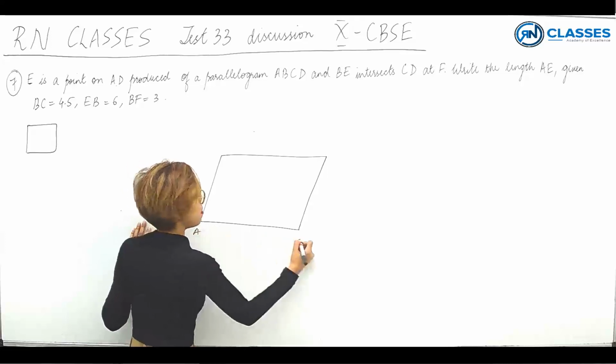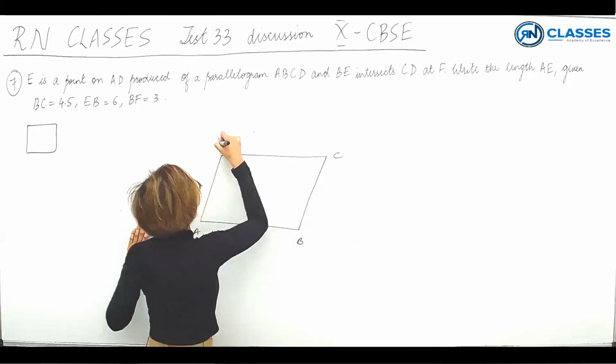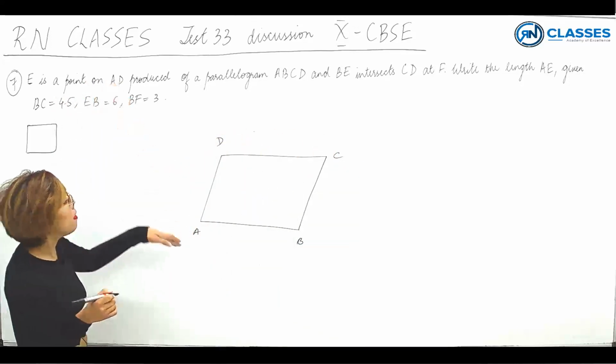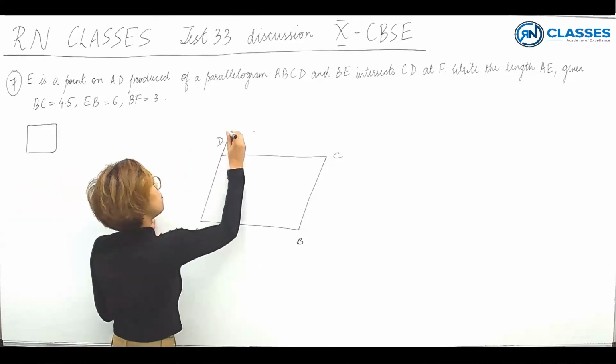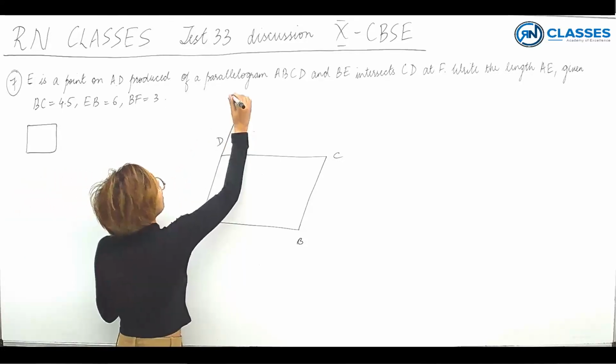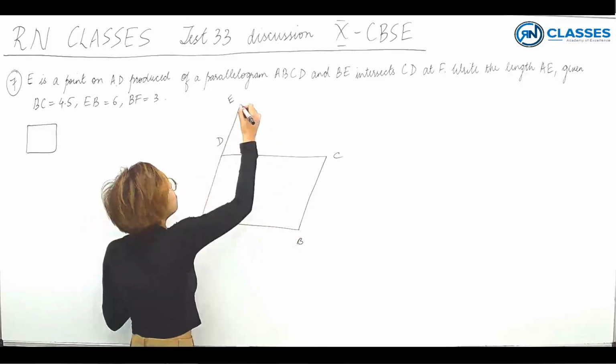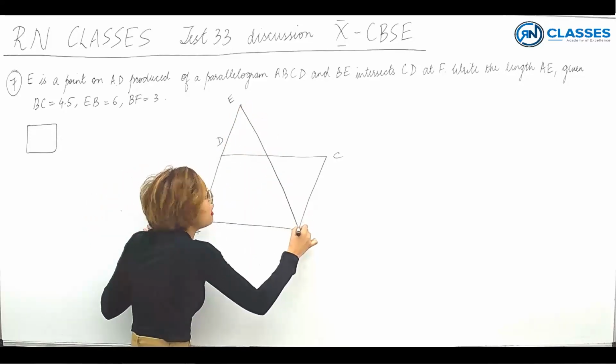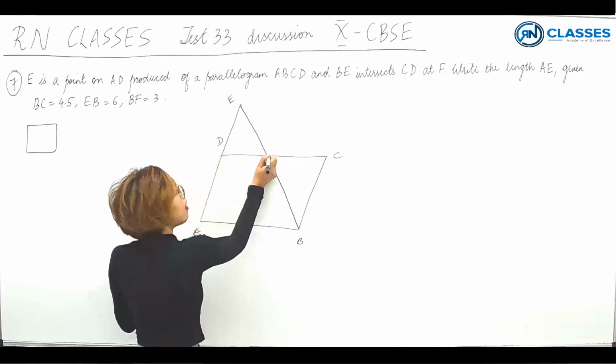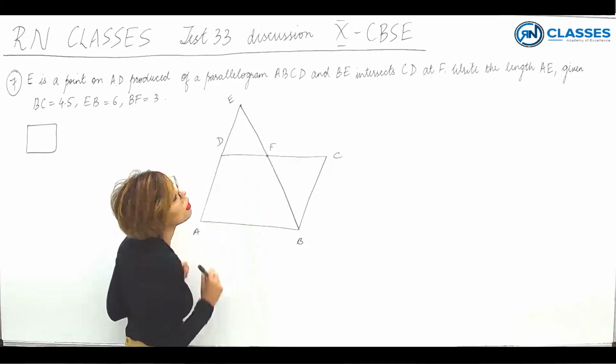Right, A, B, C, D. Now, E is the point on AD produced. So, produce AD, right? And suppose E is this point. Join BE, so BE intersects CD at F. So, this point is F, right?